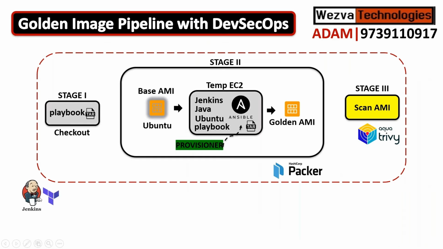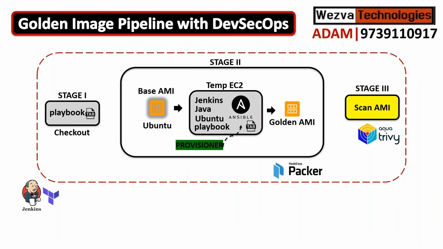Now, preferably what I will do is try to run this as a Jenkins based pipeline, and to call different stages, I will use Terraform. So Terraform is to trigger this, whereas Packer is to actually create the AMI, Ansible is to configure that AMI, and Trivy is to scan them.